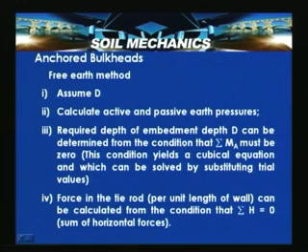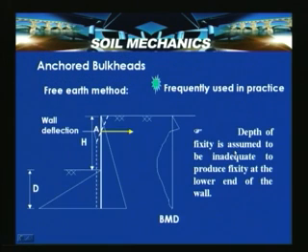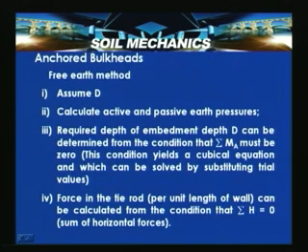So the required depth of the embedment D can be determined from the condition that moment about the anchor point must be 0. That means you need to take moments at this particular point and ensure that moment is 0. That is, moment of this active thrust about this point and moment of this passive thrust about this point are taken, and the depth D is determined. So the required depth D can be calculated from the condition that sigma MA must be 0. This condition yields a cubical equation which can be solved by substituting trial values.